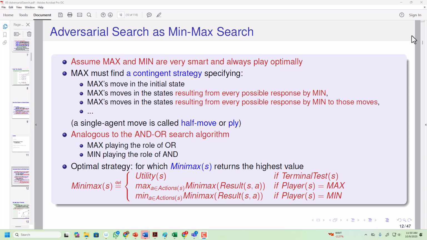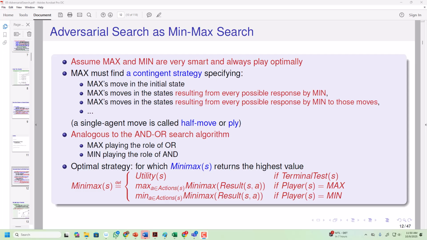Okay, after discussing adversarial search in general, now we'll discuss optimal decisions in games. In a normal search problem, the solution is just a sequence of actions that leads to a goal, but in adversarial search, things change. So Max, let's say, is the person who plays the first move in a game, and Min is the opposition or the adversary against whom Max plays.